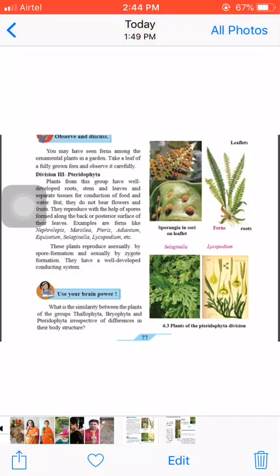Ornamental plants. What do you mean by ornamental plants? Ornamental plants means the plants which we plant in the garden because they beautify your garden, or in simple words you can say plants which beautify your garden are known as ornamental plants. Plants which look beautiful come under ornamental plants.